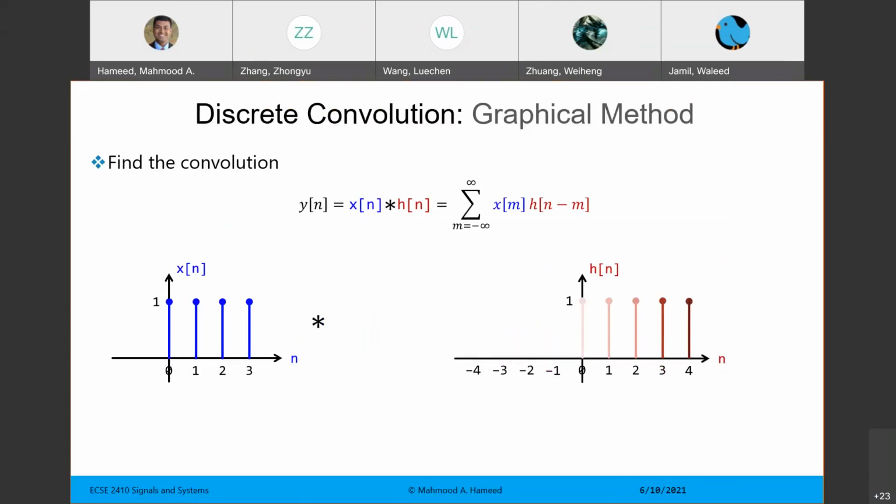So what are we doing here? Think about it step by step, right? So here, look at this. What are you trying to find? You're trying to find this convolution. There's an X input, there's an H impulse response, and you're trying to run through this convolution.